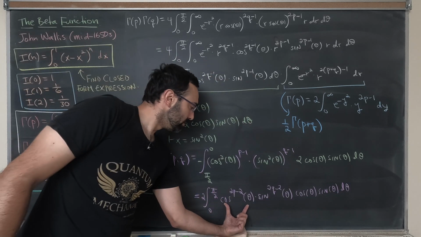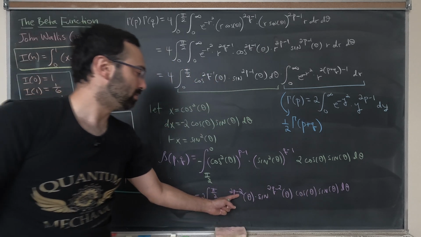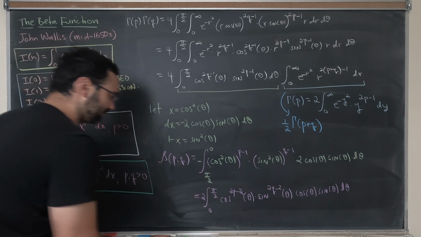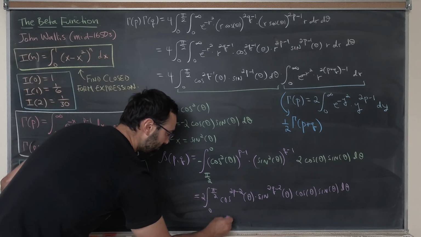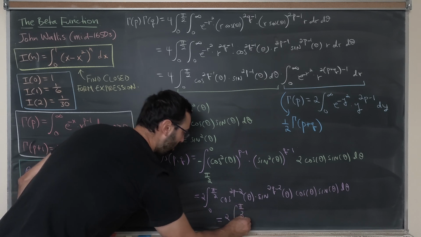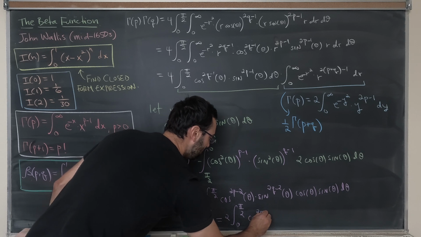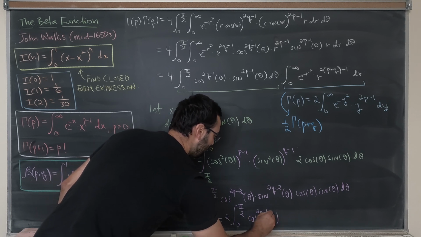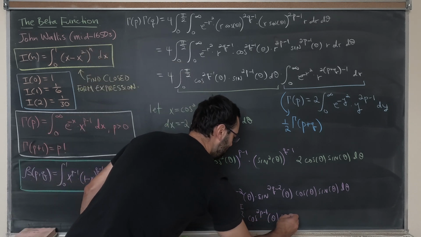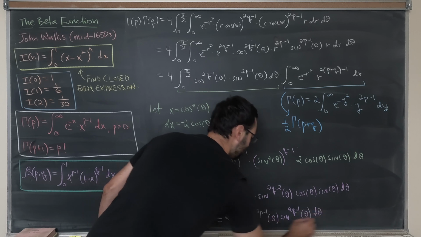But this cosine and this cosine, we can add powers 2p minus 2 plus 1. So that gives us 2 times the integral from 0 to pi over 2 of cos of 2p minus 1 of theta. And same for sine. Sine of 2q minus 1 of theta d theta.